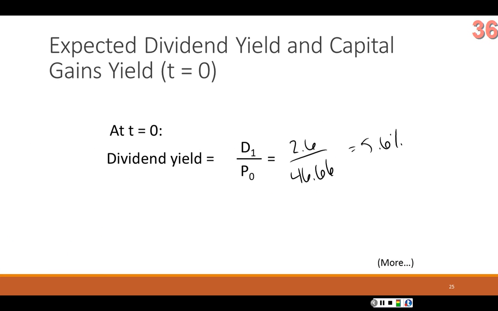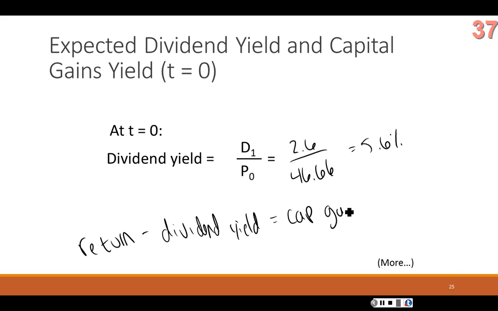We know that total return is equal to capital gains yield plus dividend yield, so we can turn the equation around and we can say required return, total return, which is our required return, minus dividend yield is equal to our capital gains yield. So we know that our required return here is 13% minus our dividend yield of 5.6% to give us a capital gains yield of 7.4%.